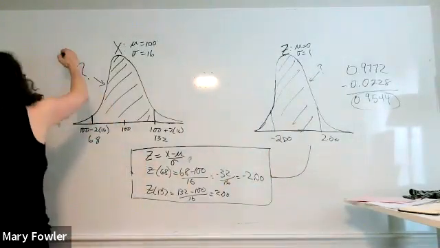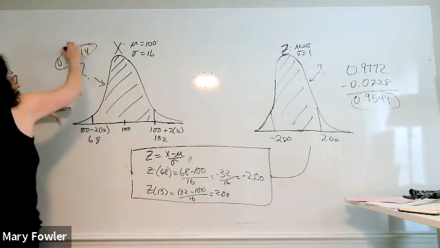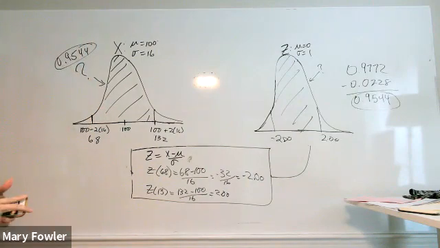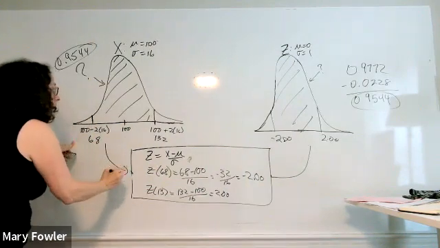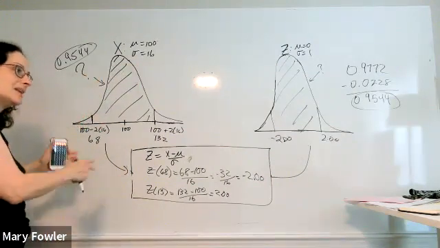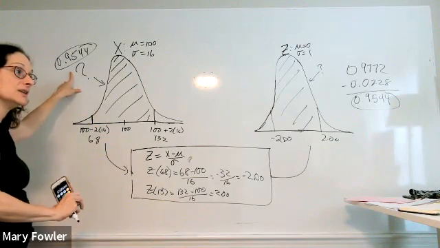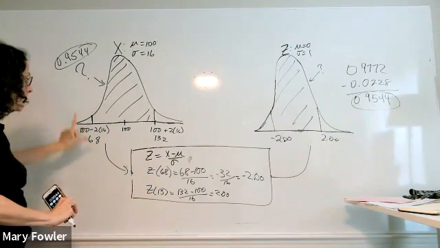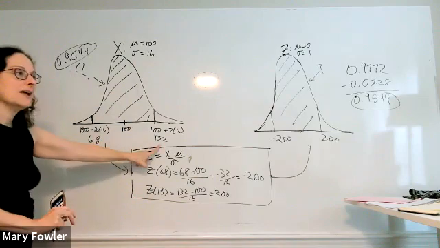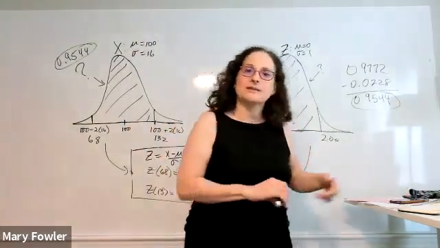So what we have is a demonstration of the empirical rule for this IQ distribution: 95.44% of the individuals in the population have IQs between 68 and 132. All right, that's it for this video, and I'll see you in the next video.